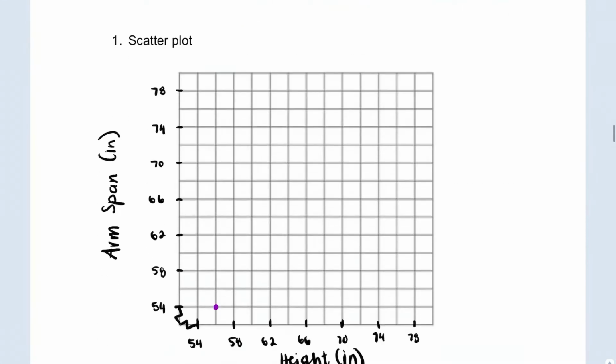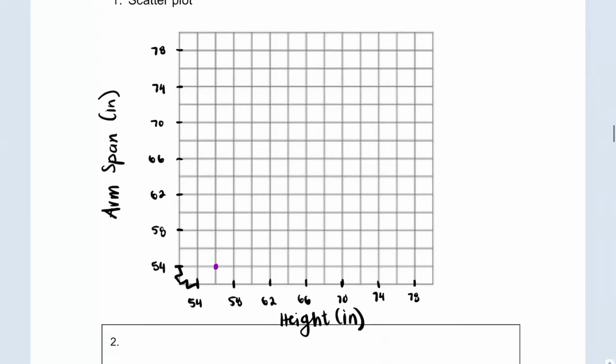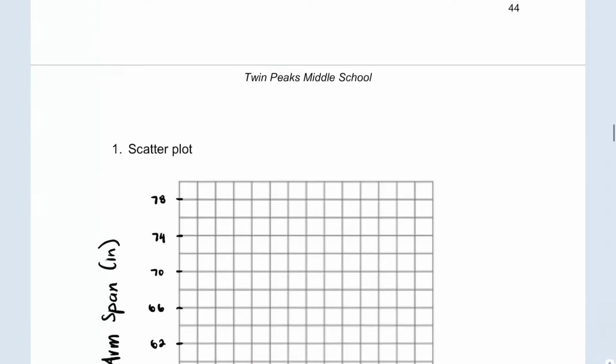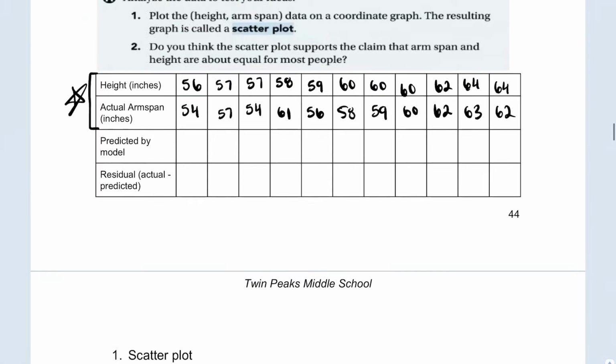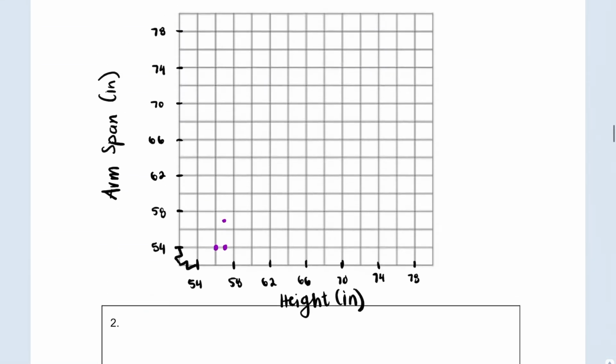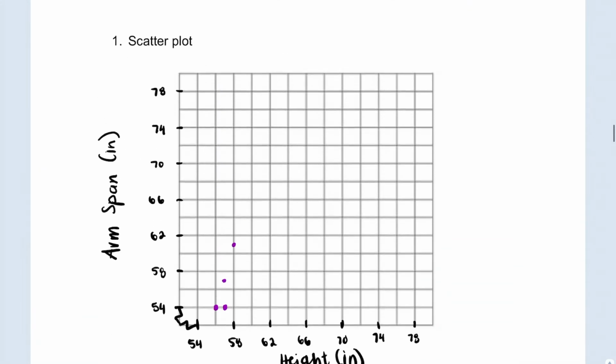56, 54, 57, 57. And as you guys are plotting this, not everything's going to fall exactly on a corner, and that is okay. I also have a 57, 54, so that'd be right there. I have a 58, 61. So 58 is here, 61 is approximately right there. I have a 59, 56, so 59 is here. And then 56 is right there.